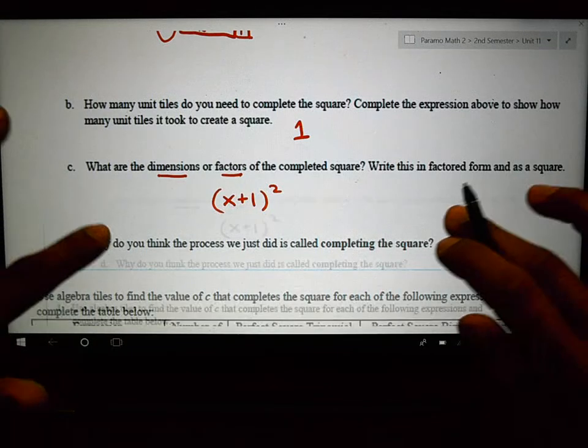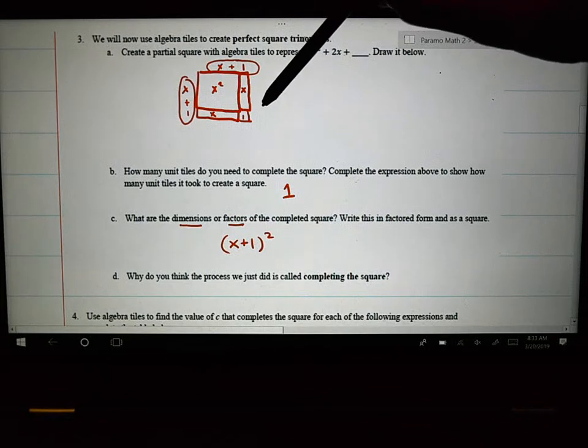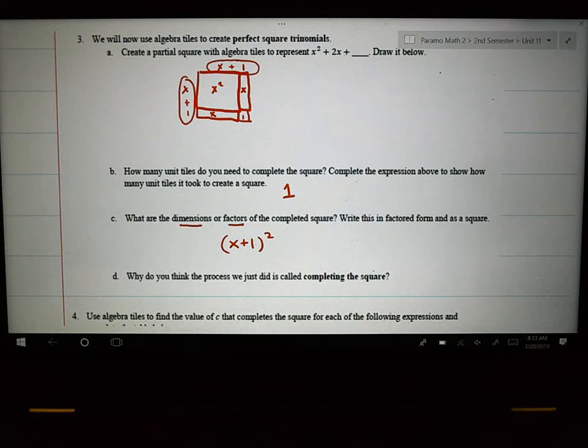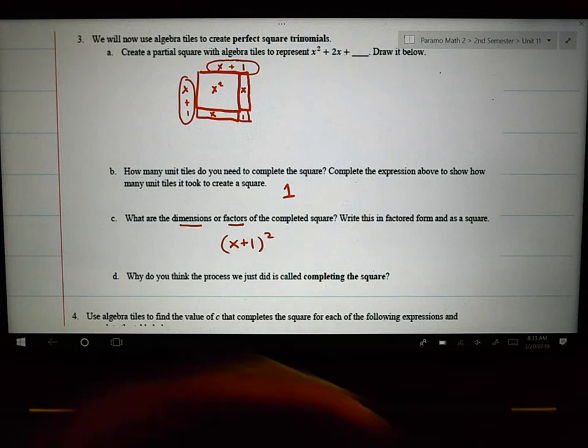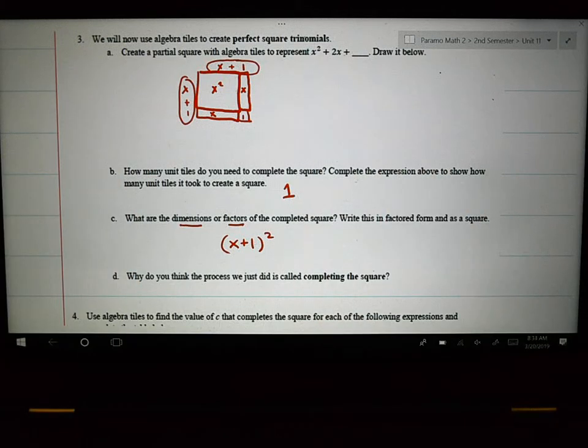Part D. What we did is we took something like this, x squared plus 2x plus blank, and we completed the square. Why do you think the process we did is called completing the square? That's what we're going to do this whole unit. 3 of the sections will be dealing with something called completing the square. You're going to learn how to do this algebraically. So instead of me talking about what we're going to do with algebra, I thought, hey, this is a great way for them to see what we are doing physically with algebra tiles. That's why we're doing it.